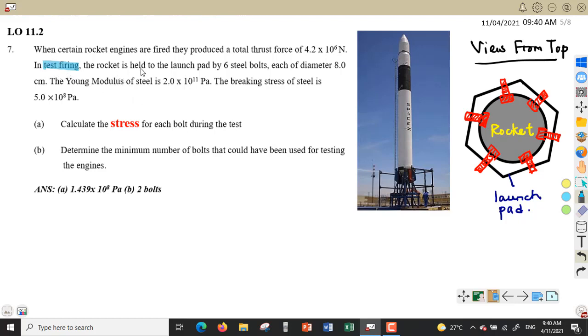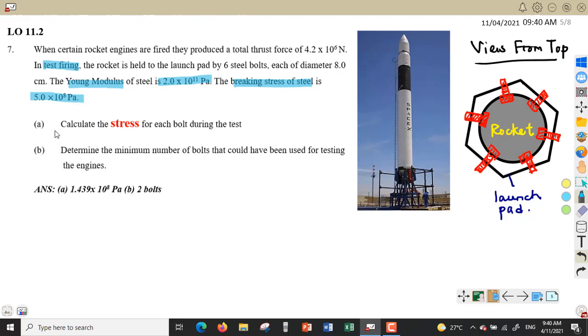So the rocket is held to the launch pad by 6 steel bolts, each of diameter 8 cm. The Young modulus of steel is 2 × 10^11 Pascal. We are given the Young modulus. The breaking stress of steel is 5 × 10^8 Pascal. Maksudnya, untuk steel, breaking stress paling maksimum steel boleh resist is 5 × 10^8 Pascal.